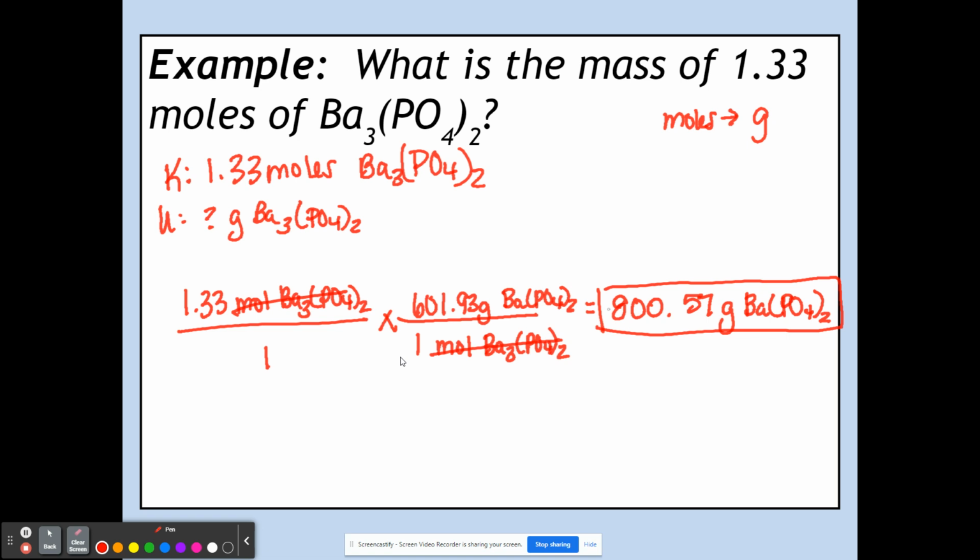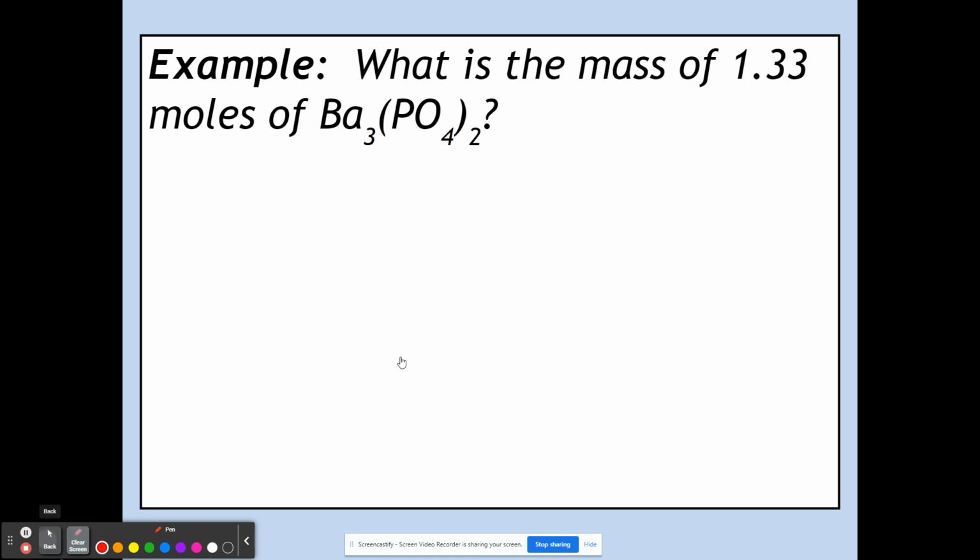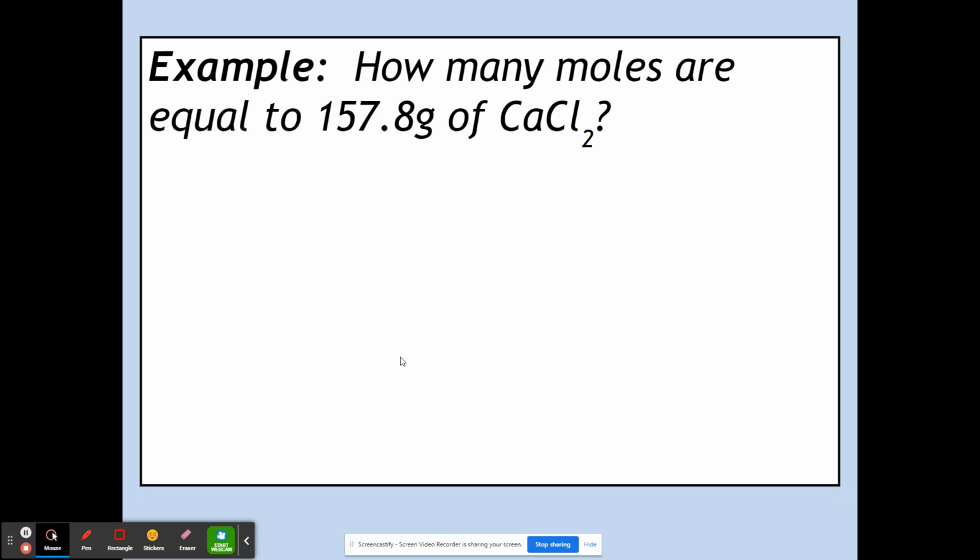So in these examples on this homework, you're either going to have the molar mass over 1 mole or 1 mole over molar mass. Remember to match whatever you have over here on the bottom, and you should know which way to go.